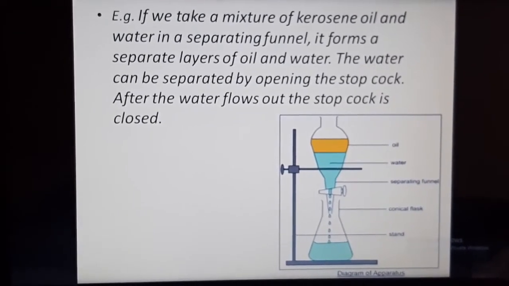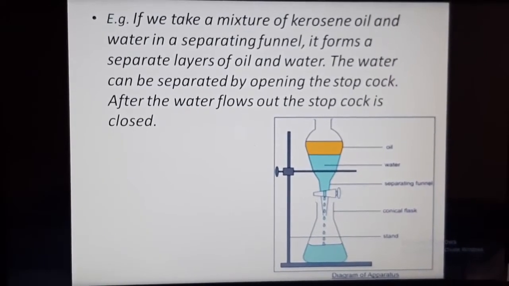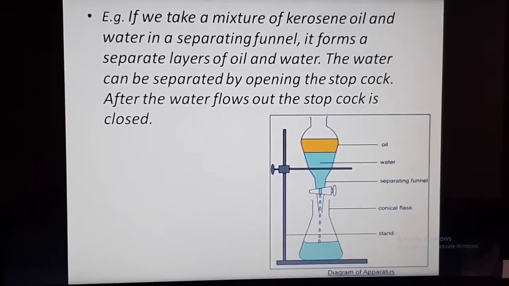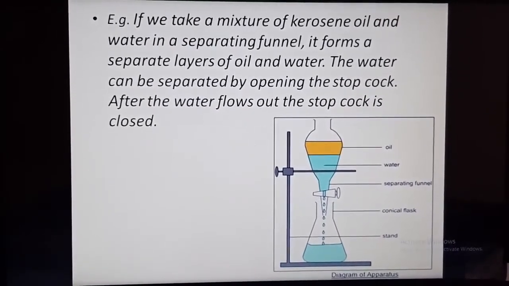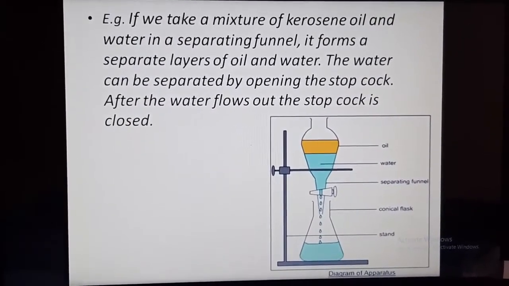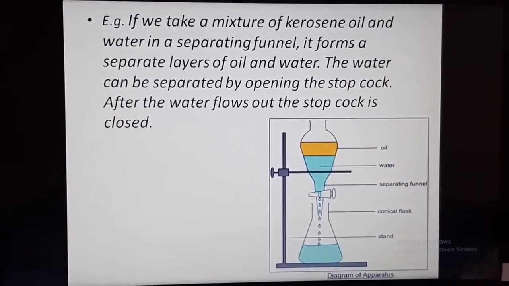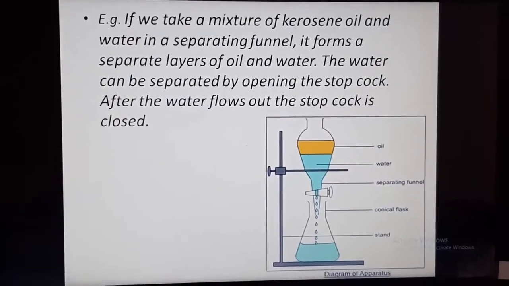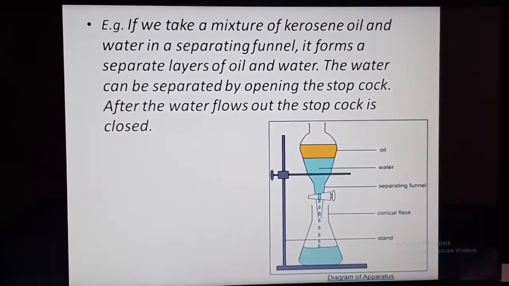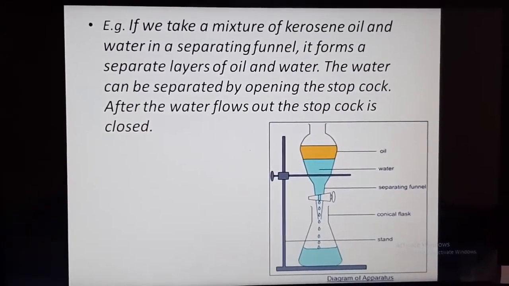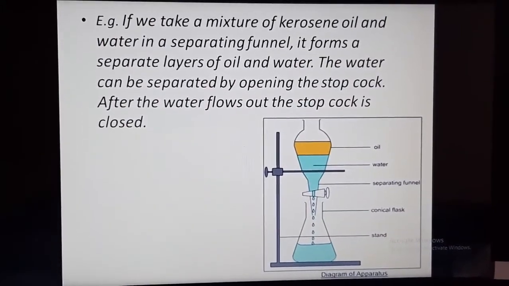So they form separate layers, and the component which is present below can be separated by opening the stop cork. When the stop cork opens, that part, in this case water, will flow out into the conical flask, and the second component is left behind. So the two components are separated from that mixture. This is how you carry out the decantation process using a separating funnel.